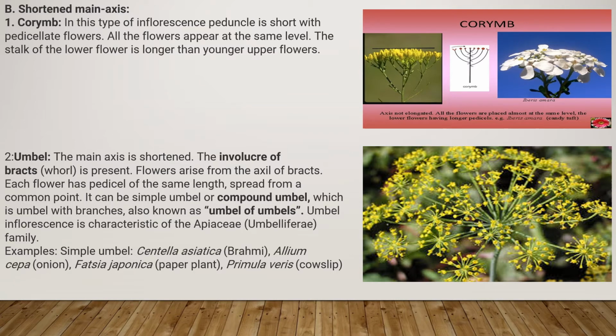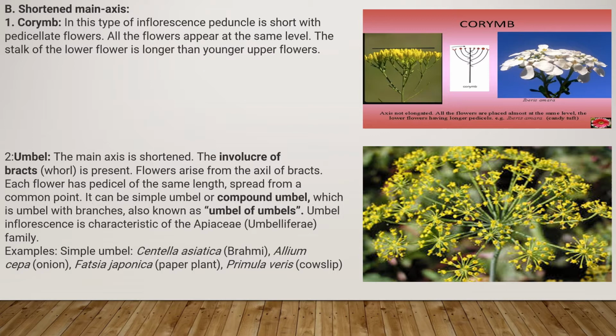Coming to the second category of racemose inflorescence, where the main axis is shortened. Under that, first we have the corymb. In this type of inflorescence, the peduncle is short with pedicellate flowers, and all the flowers appear at the same level. The stalk of the lower flowers is longer than that of the younger upper flowers. Examples are Manihot esculenta and mint flowers.